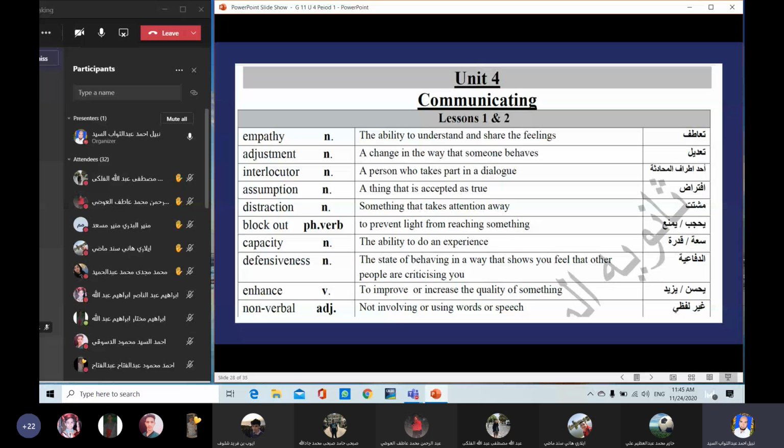Empathy, adjustment, interlocutor, assumption, distraction, block out, capacity, defensiveness, enhance, non-verbal.